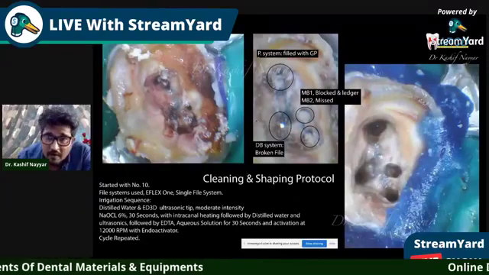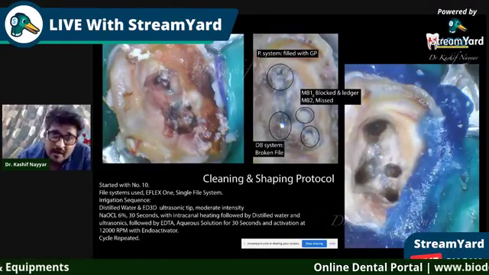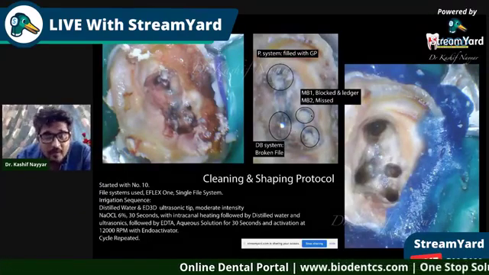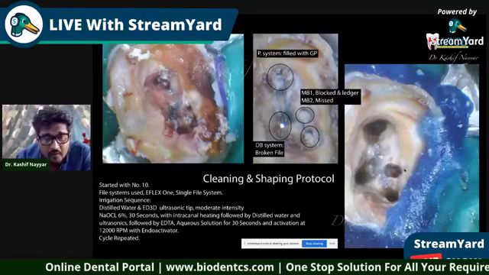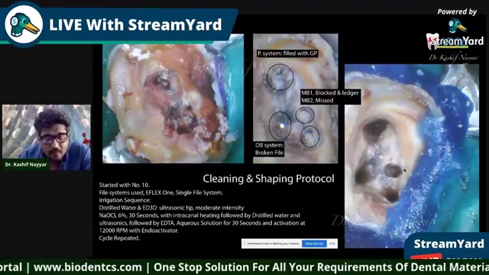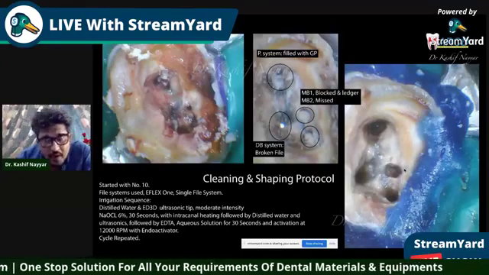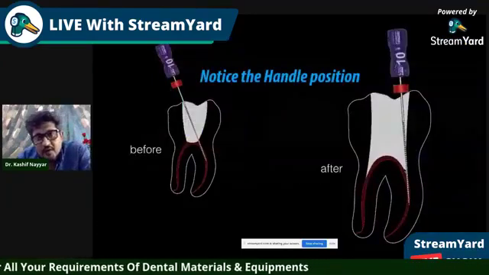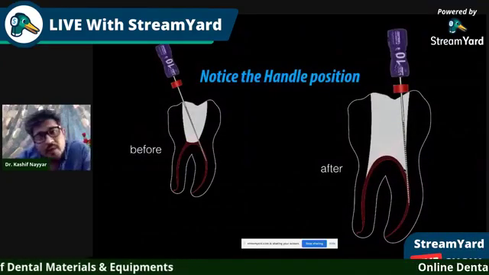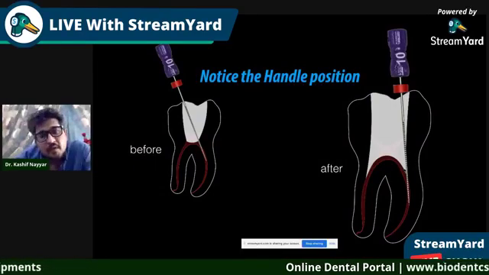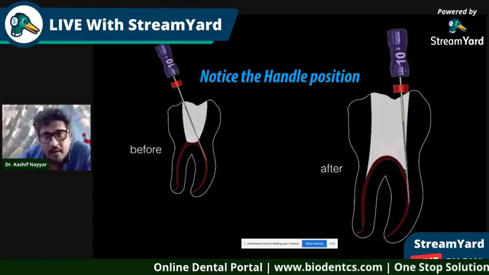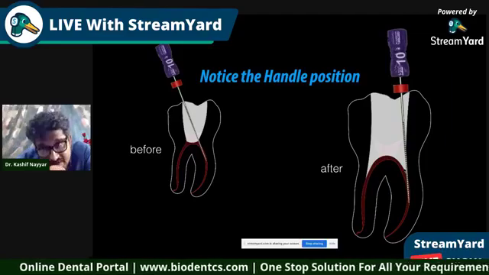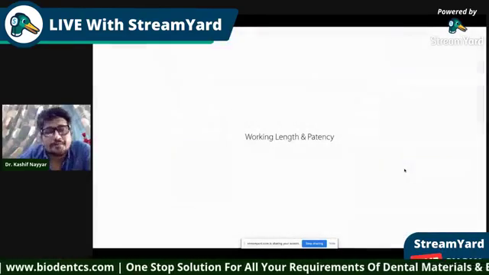So ultrasonics help me retrieve a file, help me clean up the debris, and help me shape up the canal. So it's a most versatile system. So I would encourage you to shift towards the ultrasonics. So notice now what the position of the handle is. It is now straighter, and now can be easily facilitated inside the canal.